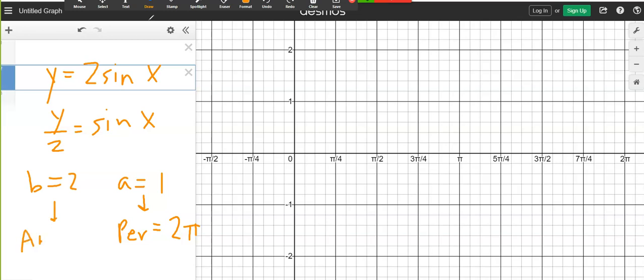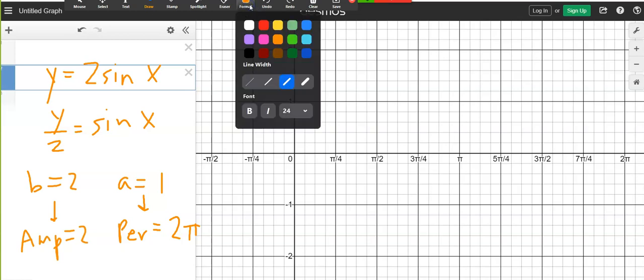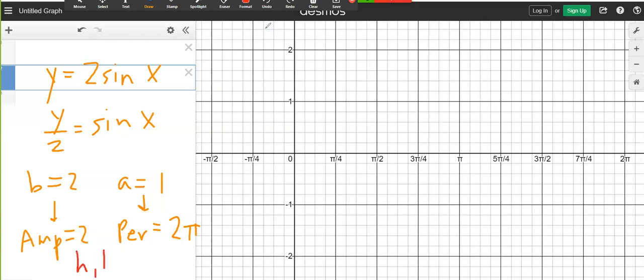My amplitude is 2. How about my HK? What's my HK? 0 and 0. That's right. So I'd find this point right here. I know that my center line of my wave is right down the middle because that's y equals 0. I'd go all the way to the end, 2 pi units later, and mark my point where it's going to start over again.